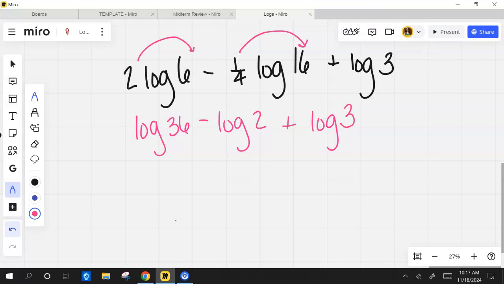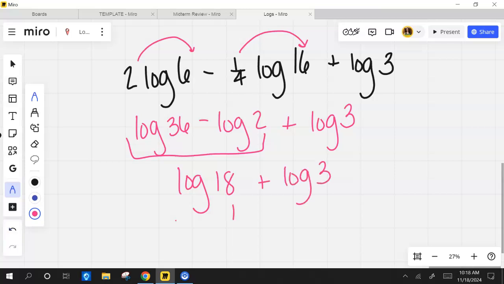Oh, right. 36 divided by 2, 18 times 3, 54. I was doing all that in my head, and I got it wrong. All right, do one more.